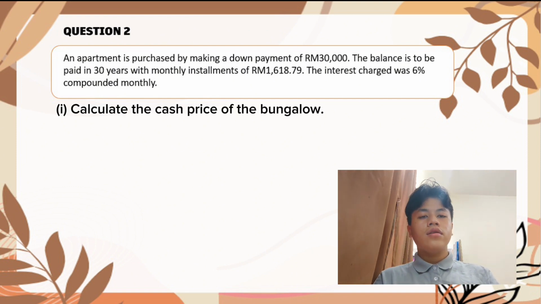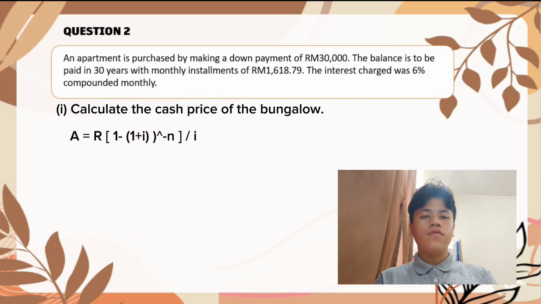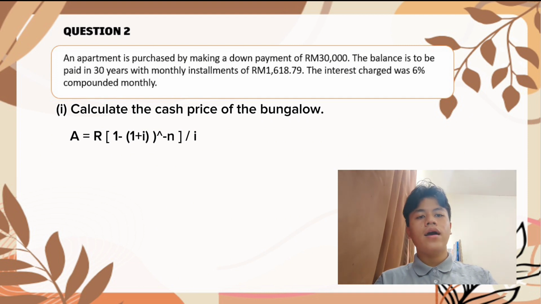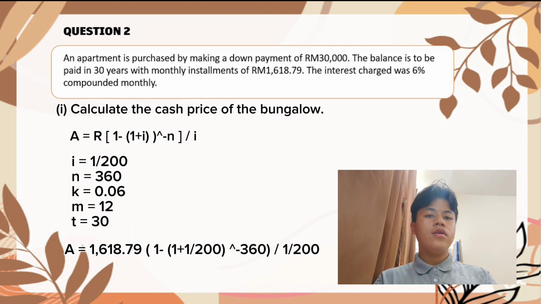So, for the first Roman, we need to calculate the cash price of the bungalow. In order to calculate the cash price of the bungalow, we need to use the formula A equals R, in a bracket 1 minus, in a bracket again, 1 plus I, close the bracket, and then in the power of negative n, close the bracket, over I. So, let's put the figures together.